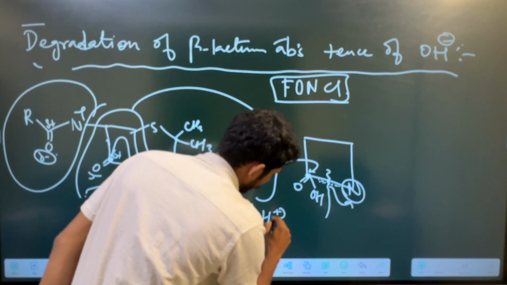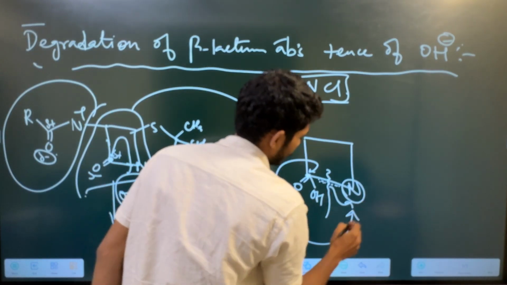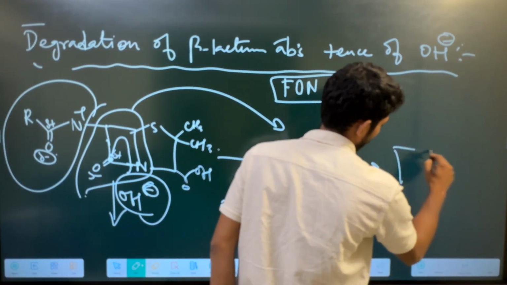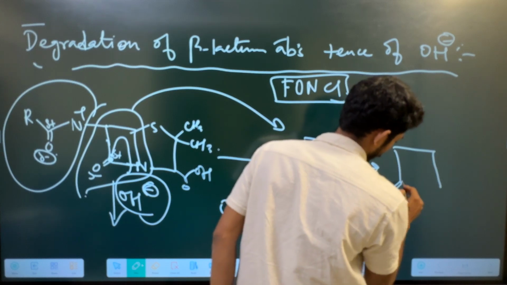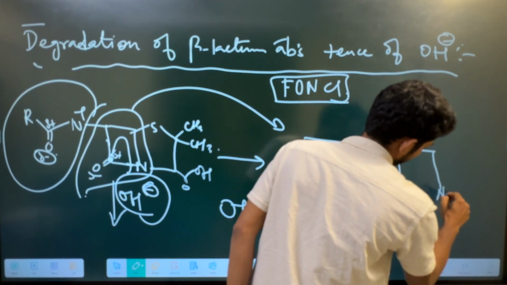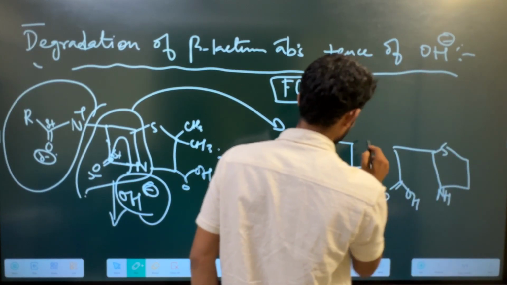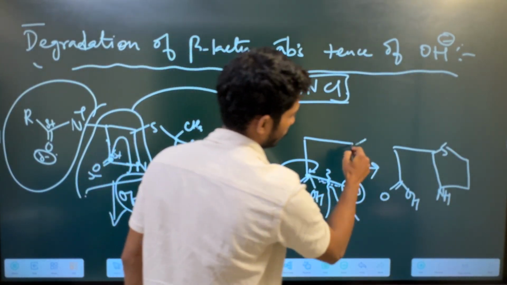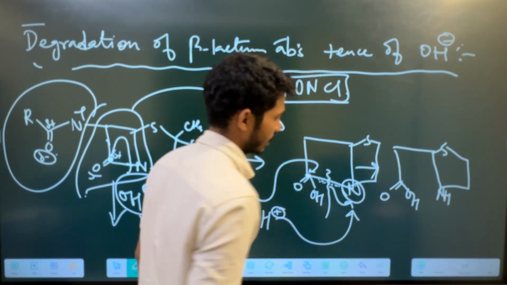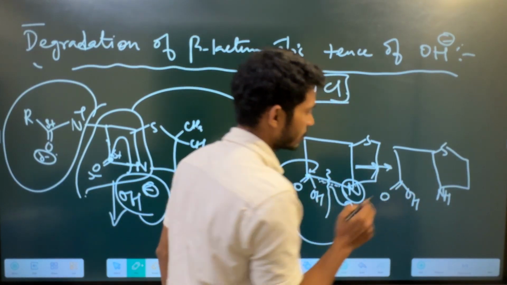H plus will go and bind with the negatively charged nitrogen and it will form the structure like that. Double bond or single bond OH. Here N, H will be present. And along with that, remaining bonds are present like that. So here I forgot to mention this 5-member structure like that. Okay, this is most important.